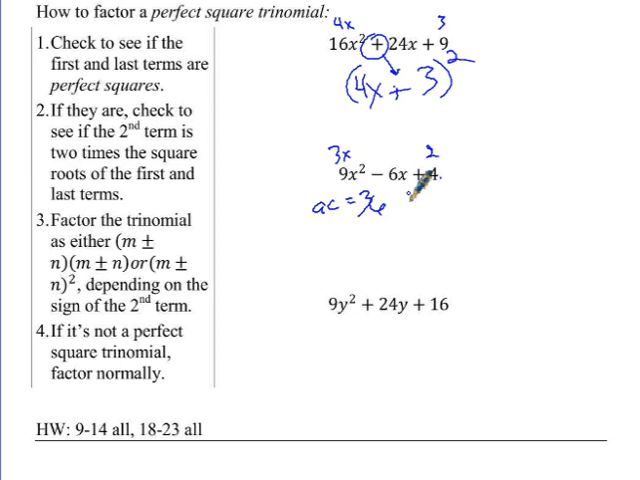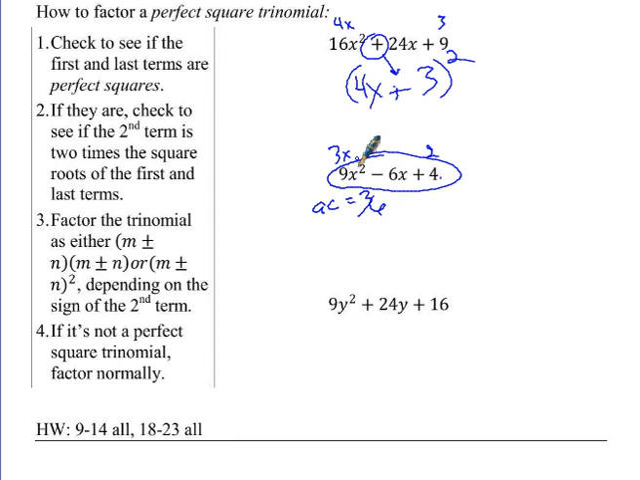Not 12 and 3. Not 9 and 4. Not 6 and 6. 2 and 18. No, those don't add to give me negative 6. Can't do it. There are no two numbers that do that. So therefore, this one can't be factored. And that's your answer right there.